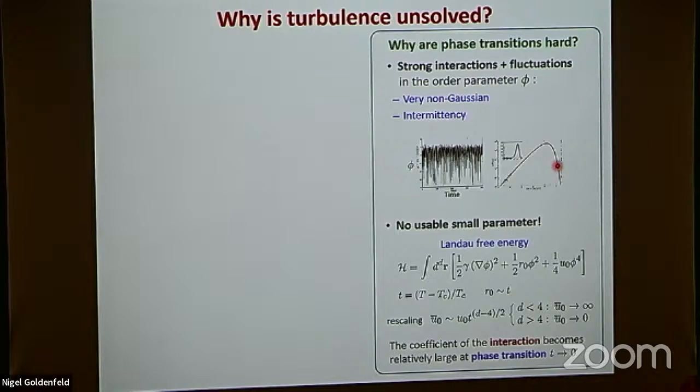Now, the main reason theoretically why this is a problem is that there's no usable small parameter. So why is there no usable small parameter? So you say, well, wait a minute, there's obviously a small parameter in phase transitions. I'm looking at temperature T close to the critical temperature Tc. So I can make a small parameter. There's epsilon over here, T minus Tc over Tc. That is obviously a small parameter. So there's a small parameter in the problem. So why is it hard to solve? I can just do perturbation theory.